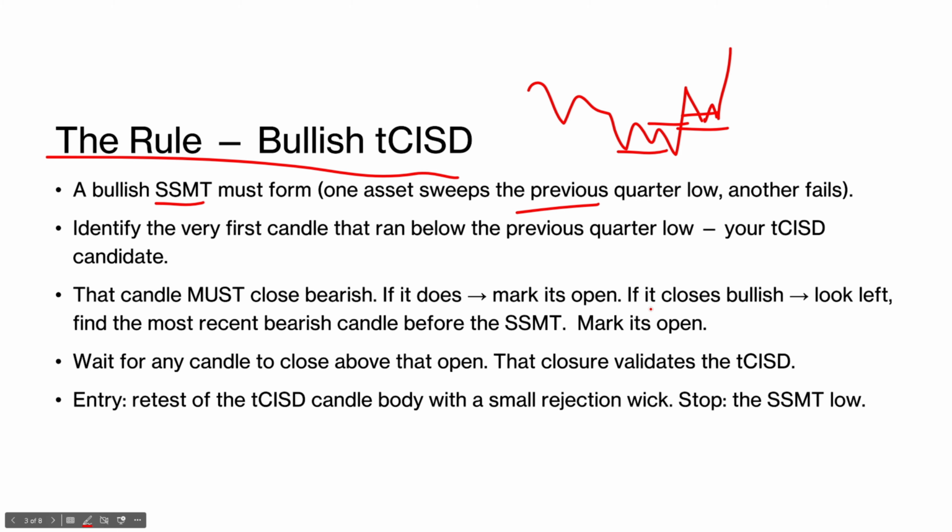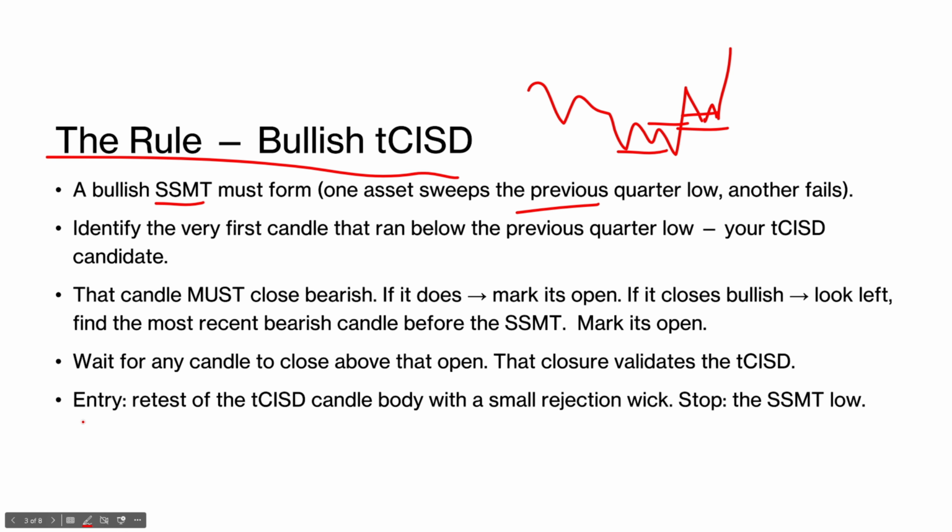If it doesn't, the market's open. If it closes bullish, look left, find the most recent bearish candle before the sequential SMT mark. Sequential mark, it's open. You get the idea. This one, right? We talk about this. It must close with a body above this high. That's what confirms a change in state or true change in state of delivery, not just a wick. And then fourth, we wait for any candle to close above that open. That closure validates the true change in state of delivery.